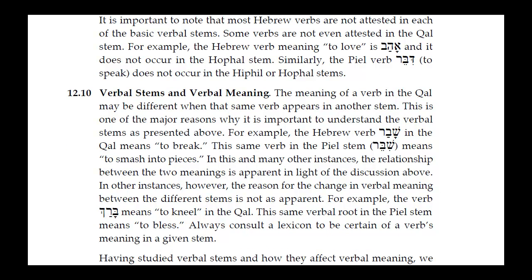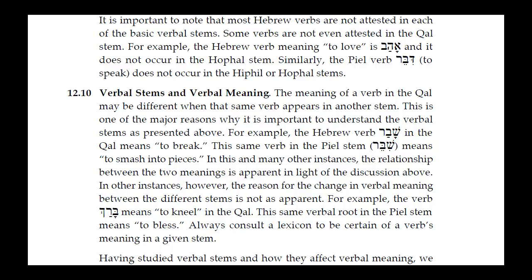What we're going to do is go ahead and get into the verbal stems and the verbal meanings. The meaning of a verb in the Qal may be different when the same verb appears in another stem. And this is one of the major reasons why it's important to understand the verbal stems as presented above. For example, the Hebrew verb shavar in the Qal means to break. The same verb in the Piel stem, shiber, means to smash into pieces.